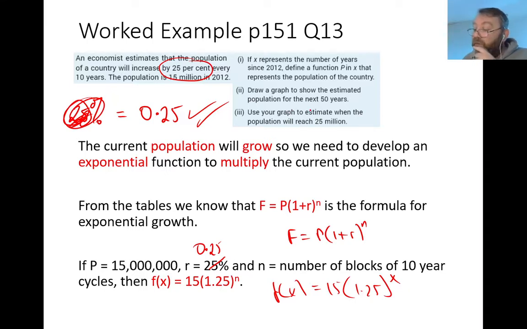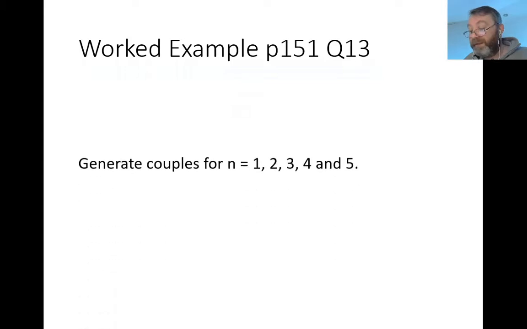The second thing says, draw a graph to show the estimated population growth for the next 50 years. You can do that because once you have your function, you go back to your calculator and you put in 15 times 1.25 to the power of X. Now, it's over 50 years. Start at 0, go to 50. Oh, sorry, go to 5, because it's in blocks of 10, isn't it? Every 10 years. So start at 0 and go to 5 and do it in steps of 1. Get your table on your calculator, and if your table is correct, it should look something like this.